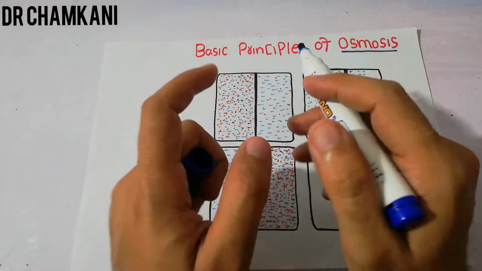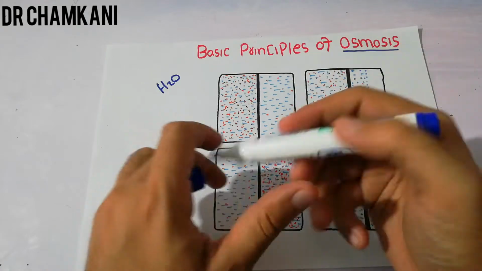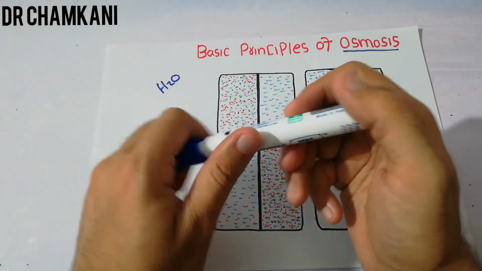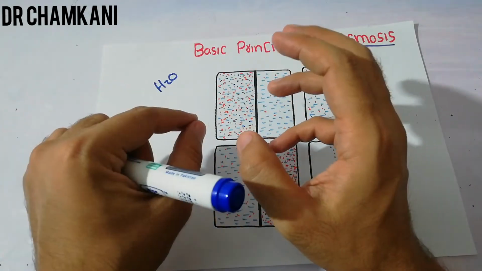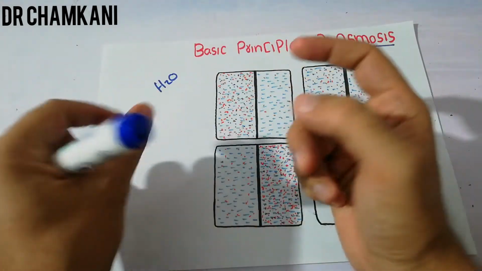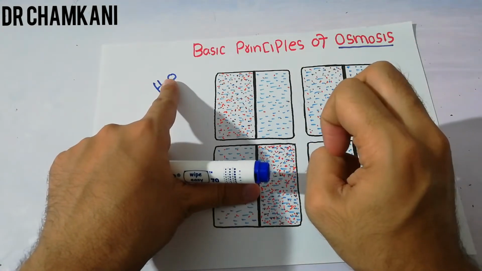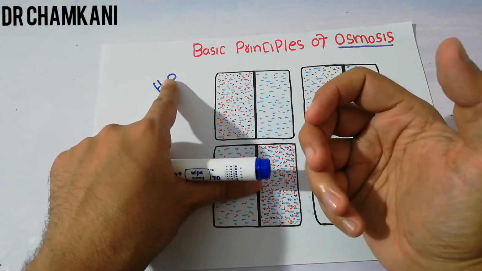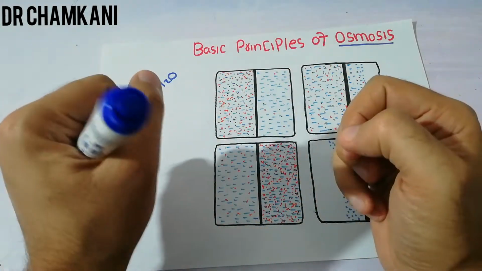Osmosis is the movement of water, or H2O. And it's simple. The water will basically move from a region where the concentration of water is high to a region where the concentration of water is low. Or it is the movement of water from a region where there is less concentration of ions or electrolytes to a region where there is a high concentration of ions, electrolytes, or solute.